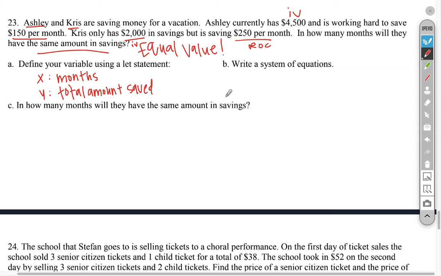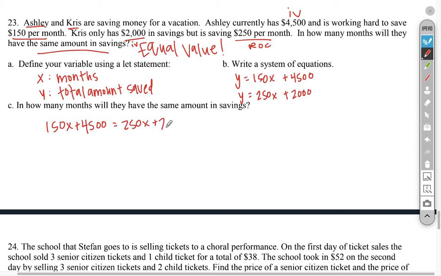So then we need to write our system of equations for each. So for Ashley, we're going to have y equals 150x plus 4,500. And for Chris, we're going to have y equals 250x plus 2,000. Right, and then we want to set those equal to each other to find out when they're going to have the same amount of savings. So set those equal to each other. I'm going to start by subtracting 250x. You could do it either way, but I'm going to start by subtracting the 250x.